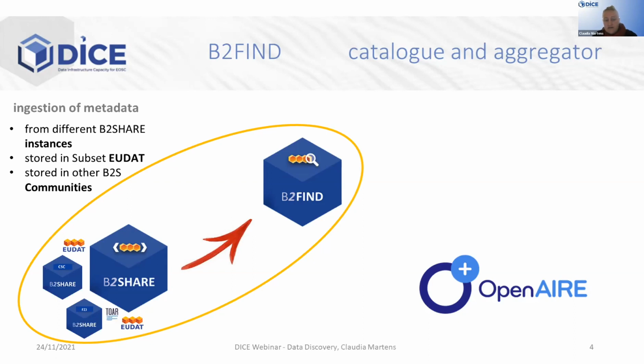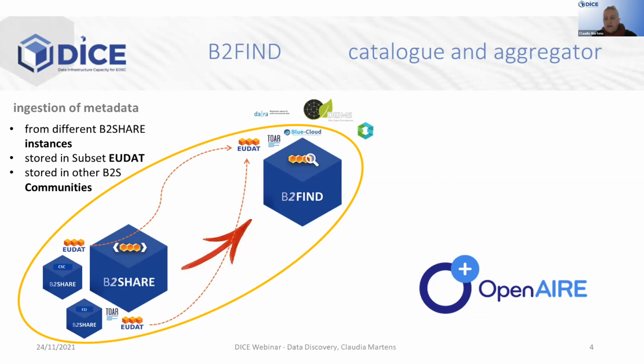But there are specific communities within the one instance. Then it works in a way that those subsets are combined and findable in B2Find within one subset, which is called EUDAT. If you have a community within B2Share, this community is automatically integrated as a community in B2Find. We have those EUDAT internal communities, but of course, as we said, we have a lot of others.